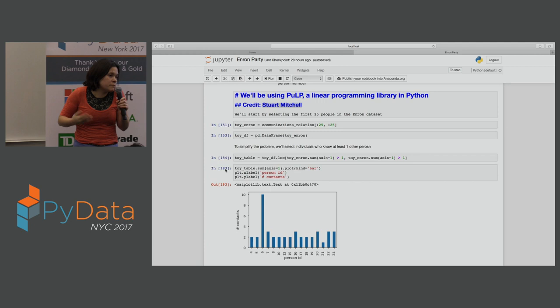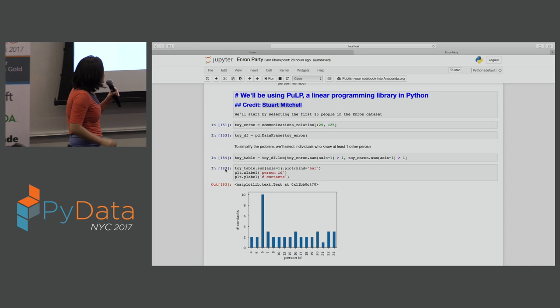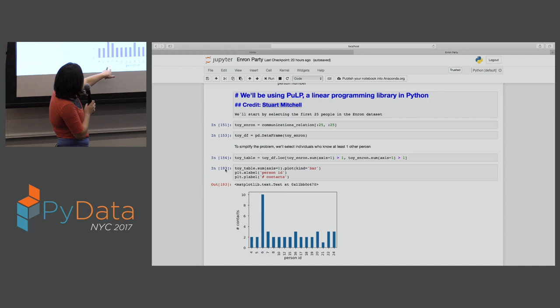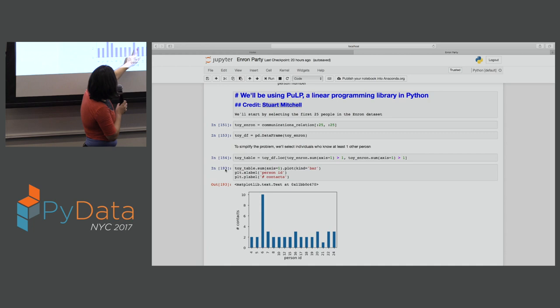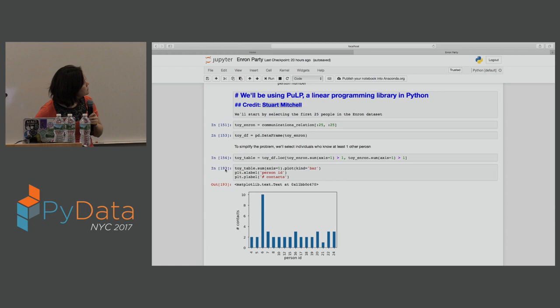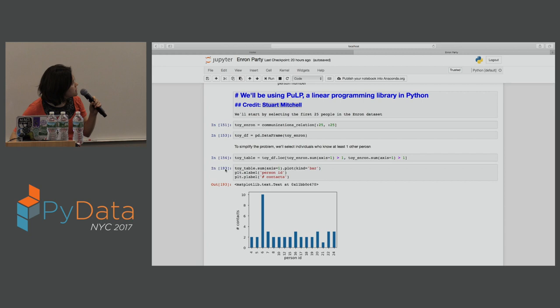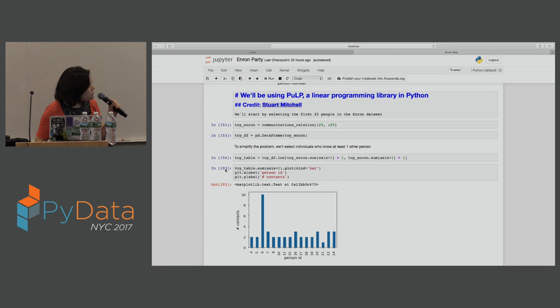When we take that out, we can plot the number of connections each person has. So 6 is the social butterfly, 6 knows everybody, and 21 knows only one other person. Most other people know about 2 or 3 people. So there are now 16 individuals, which is a nice number to work with for simplicity, and I'm going to divide them into 4 tables of 4.